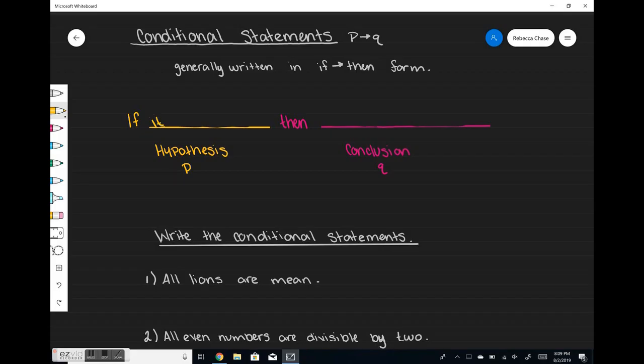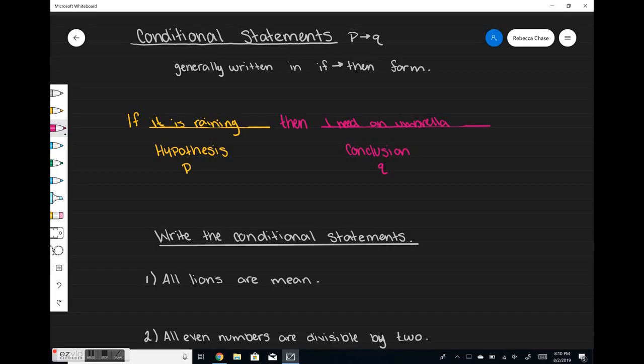Alright, so I could write: if it is raining, okay, meaning the raining part is the hypothesis, then I need an umbrella. So when you look at this, the part that comes first, the part that's after your if, that's your hypothesis, and then the conclusion is what happens if that happens.